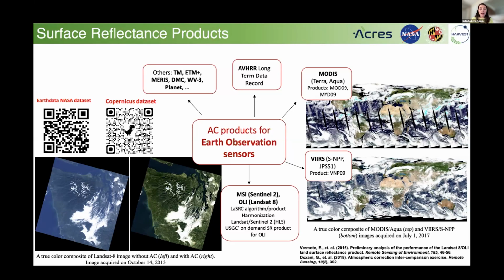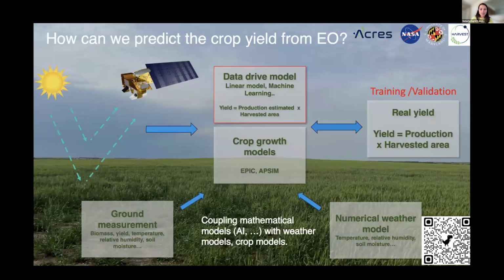So a part of them are already corrected for the atmospheric correction and also the BRDF effect. And you can download this data on different platforms. I just add two of them, maybe the most commonly used, like Earthdata from NASA, and the Copernicus dataset. So now that we have a clean signal from the atmosphere, we can build a yield model.